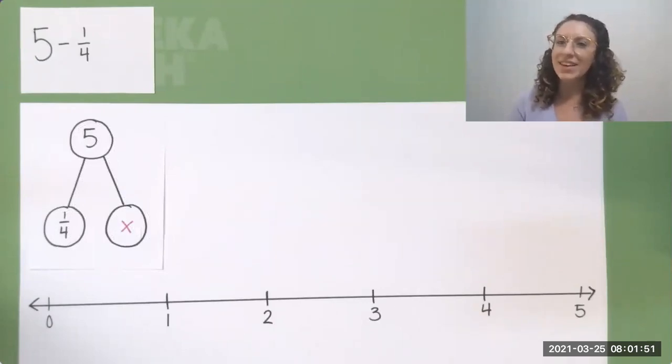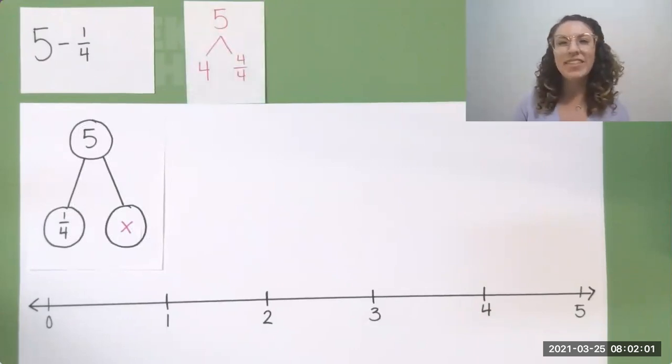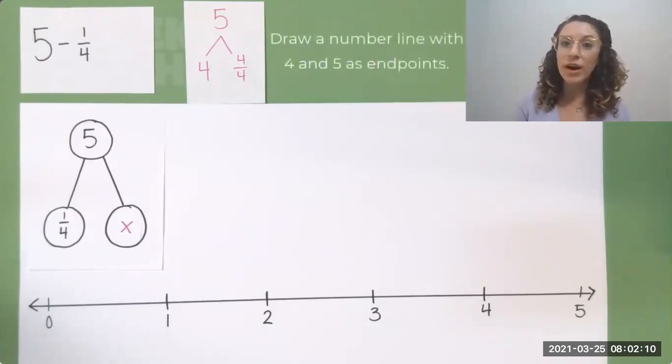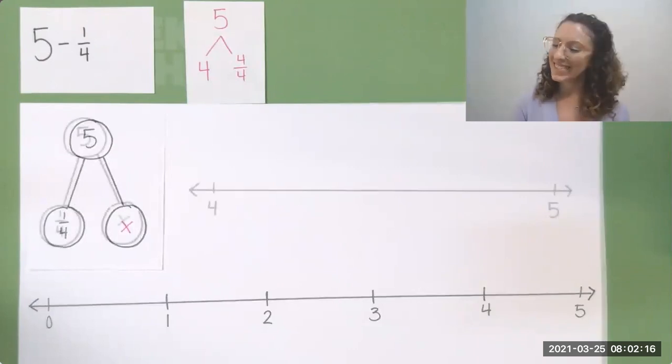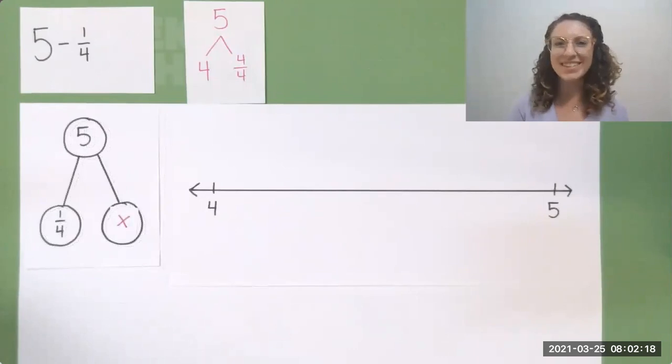Am I correct in thinking that what we're subtracting is less than 1? Yes, it's just 1/4. And I'm thinking of 5 as 4 4/4. So I think we'll be good to go if we only show between 4 and 5. Number lines are flexible like that. Pause here to draw a number line with 4 and 5 as the endpoints. Ready? Here's mine. Now what?